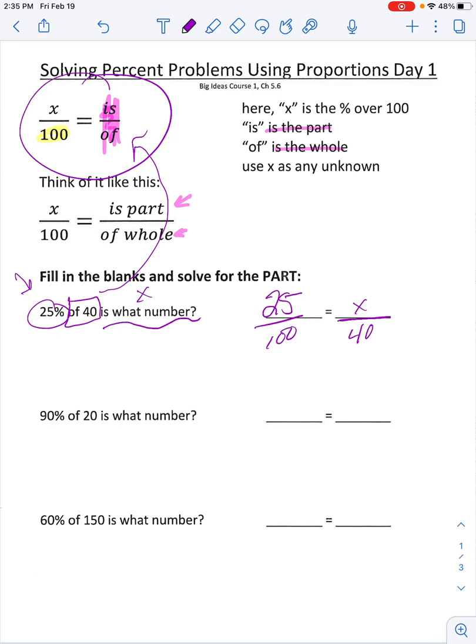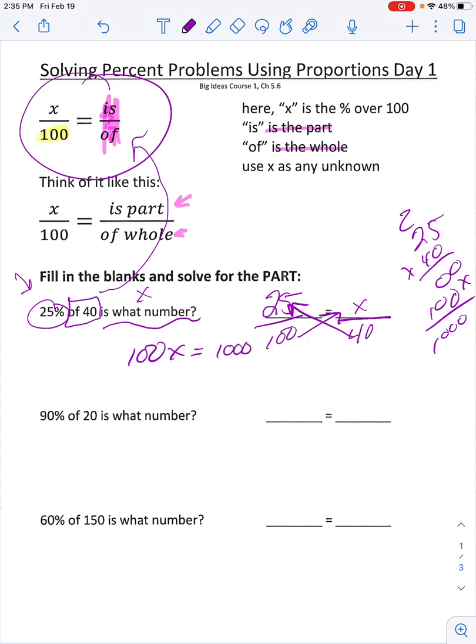And now we're going to solve these using cross products. Okay? So we're going to multiply this way. 100 times x is 100x. And then we're going to multiply this way. 25 times 40 is 1,000. And then we need to solve for x. So it says 100 times something gives me 1,000. If we do the inverse, if we're not sure, we're going to divide by 100. 1,000 divided by 100 is 10. So x is 10.